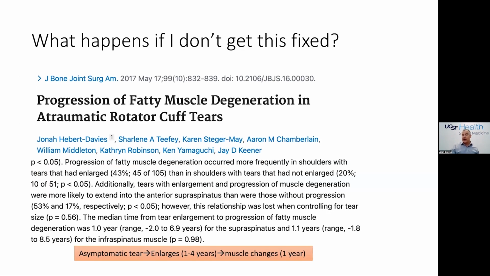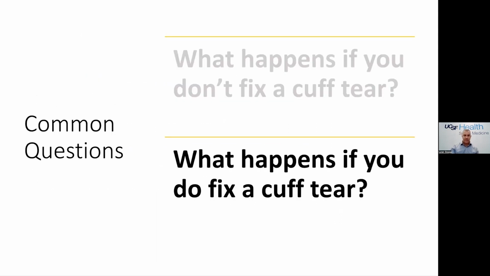As we know, if you wait years and years and years, there is a risk that this becomes an irreparable tear, but this is over the course of years. So this was a nice study done out of WashU that looked at when does this change from having healthy muscle actually happen. And what they found was that from asymptomatic tears, those tears don't tend to enlarge until about 1 to 4 years afterwards. And muscle changes start happening at least 1 year afterwards, and those are pretty subtle early on. And it takes 3 to 4 years before those muscle changes are probably irreversible. So I keep patients that don't want surgery, I will keep an eye on them. And if they start changing their symptoms, I think that's a marker of tear progression.